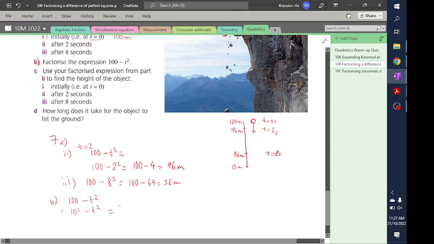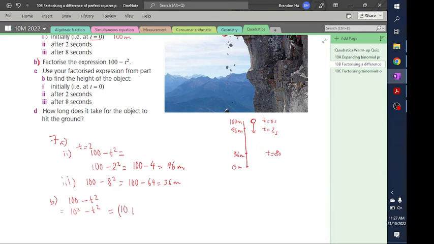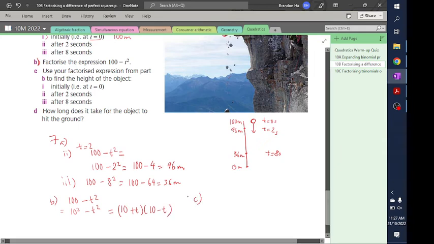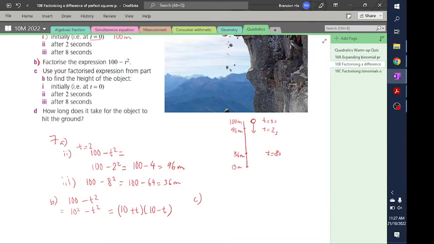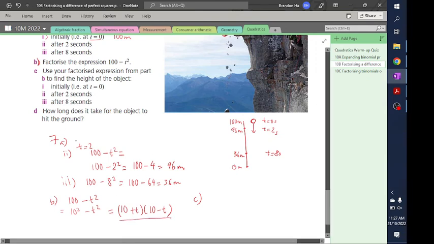So that would be, anyone? 10 plus t times 10 minus t. Alright, part C. Use the factorized expression to find the height. Same question pretty much, but now we use this one instead of the original one. That would give us the same thing.